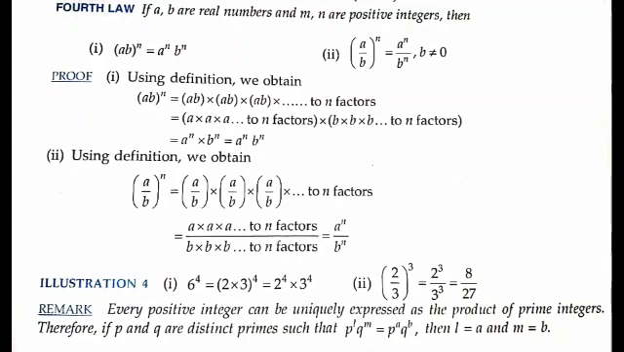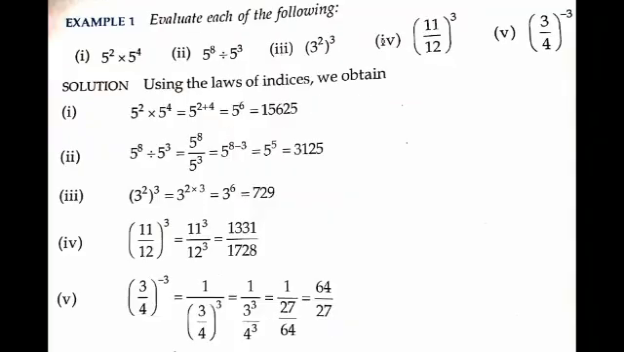Therefore, if P and Q are distinct, unique primes, such that P to the power L into Q to the power M is equal to P to the power A into Q to the power B, then surely we will have L is equal to A and M is equal to B. Here I will consider one question to make you understand all these 4 laws.